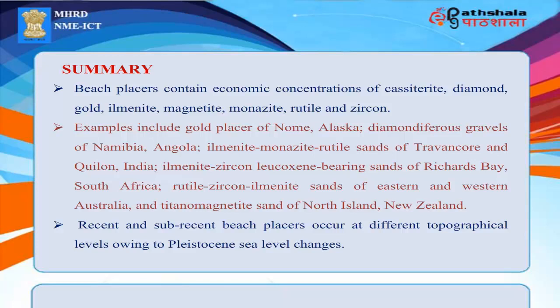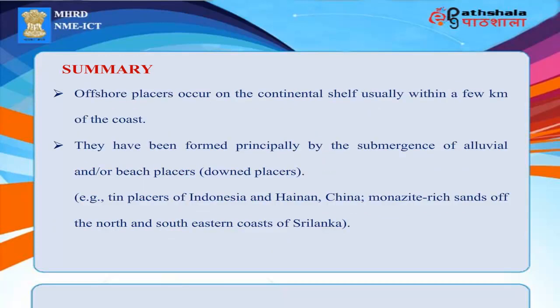Beach placers contain economic concentrations of cassiterite, diamond, ilmenite, magnetite, monazite, rutile, and zircon. Examples include gold placers of Nome, Alaska, diamondiferous gravels of Namibia and Angola, ilmenite, monazite, rutile sands of Travancore and Quilon, India, ilmenite, zircon, leucoxene bearing sands of Richards Bay, South Africa, rutile, zircon, ilmenite sands of Eastern and Western Australia, and titanomagnetite sand of North Island, New Zealand. Recent and sub-recent beach placers occur at different topographical levels owing to Pleistocene sea level changes.